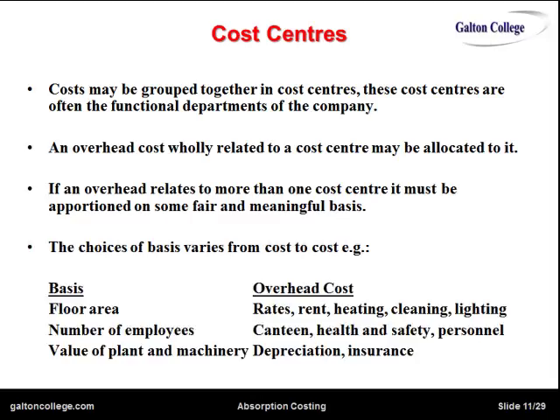The choice of basis varies from cost to cost. For example, floor area. Well, the floor area may relate to rates, rent, heating, cleaning, lighting. So an overhead related to cleaning could be allocated on the basis of floor area. How much floor area does each cost centre take up? What is the proportion of the floor area taken up by a cost centre as a proportion of the total area of the building? And that proportion then should be applied to the overhead.